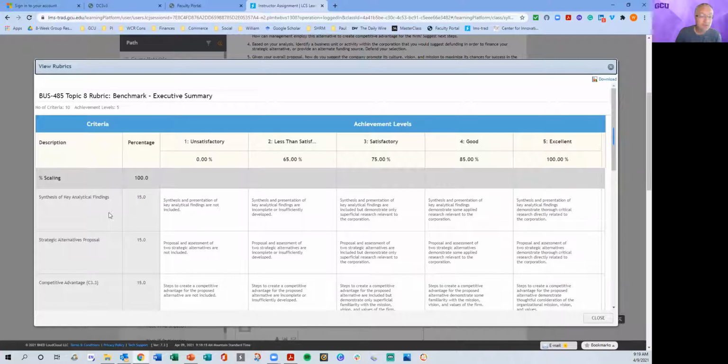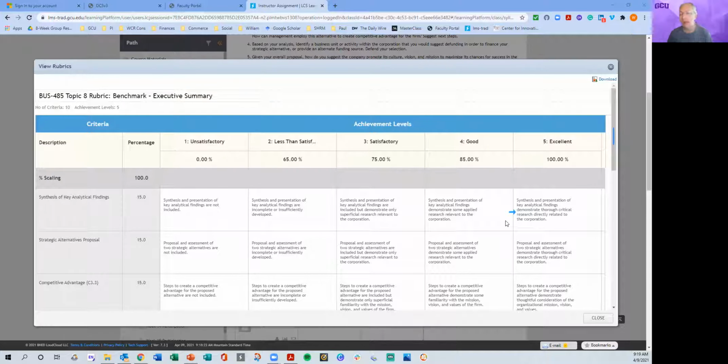Okay, now each item here is worth 15 points. First one is called synthesis of key analytical findings. The synthesis and presentation of key analytical findings demonstrates thorough critical research directly related to the corporation. As I read through your paper, I need to be able to see that your research is critical, you've used critical thinking, you've really thought through everything, and it relates directly to the organization that you selected.